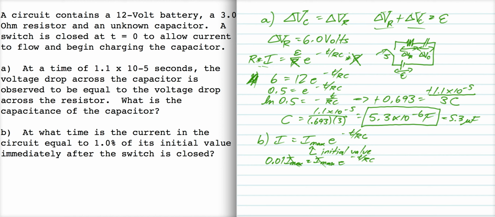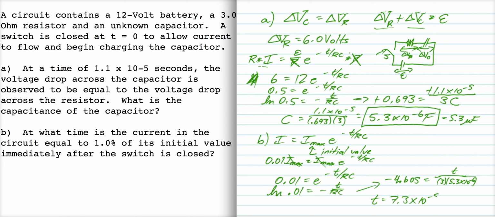And then the I max can cancel out, and I'm left with 0.01 is equal to e to the minus t over RC. Well, now I know R and C, and I've got to solve for t. But it's the same kind of logic, the same kind of math that we did above. So I take the natural log of both sides, and when I do that, I get minus 4.605 is equal to minus t over 3 times 5.3 microfarads. Okay, and if I solve for t, I get t is equal to 7.3 times 10 to the minus 5 seconds.